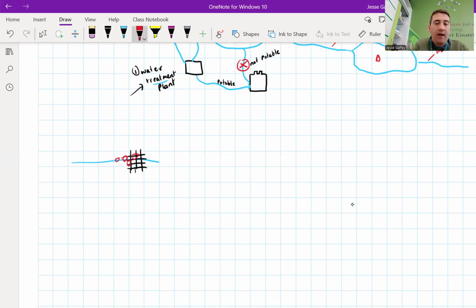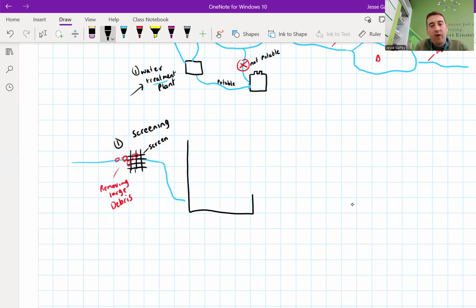So removing large objects, what we would call debris, is the first stage of water treatment, number one. It's called the screening process. It's using screens. This is a screen, a mesh screen. It's using a mesh screen to remove large objects. The water then is passed through into a big tank.